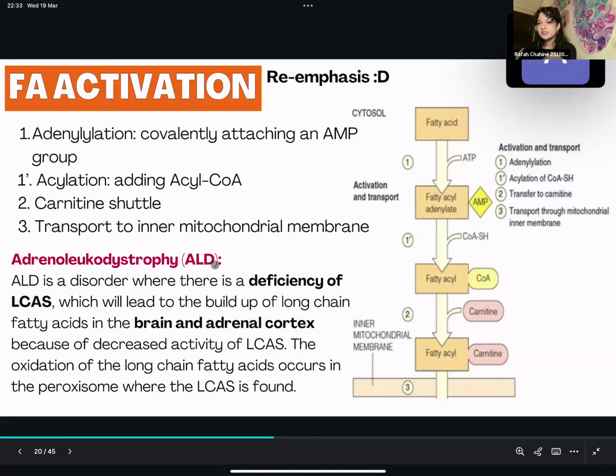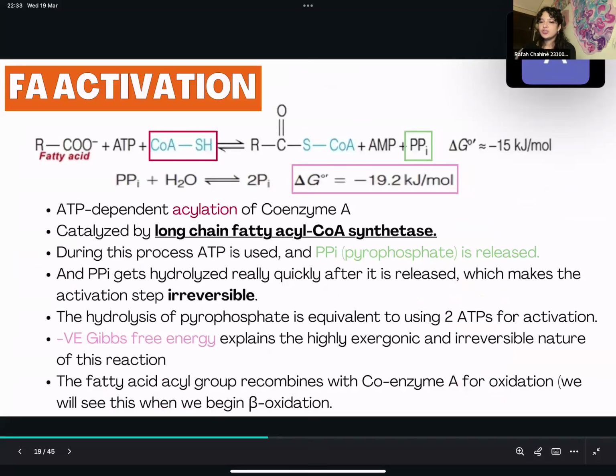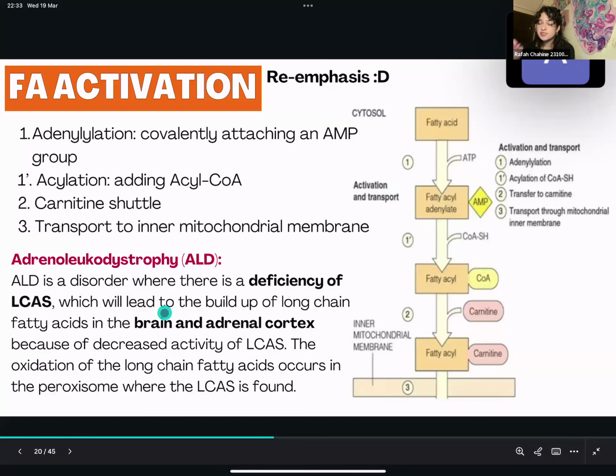Why long-chain fatty acids specifically? Because LCAS is called long-chain fatty acyl-CoA synthetase, but also the process within which the medium-chain and short-chain fatty acids are oxidized is different, and we're going to see how different it is later on. But for adrenoleukodystrophy specifically, it's a deficiency of LCAS, causing a buildup of long-chain fatty acids in the brain and the adrenal cortex. That's it. That's all you need to know about adrenoleukodystrophy.